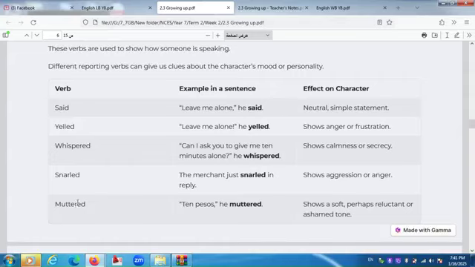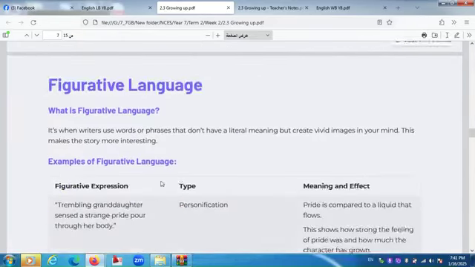So remember, muttered, mumbled, snarled, screamed, whispered, yelled, said, okay? These are very important reporting verbs, and you have to know when to use them in a dialogue.